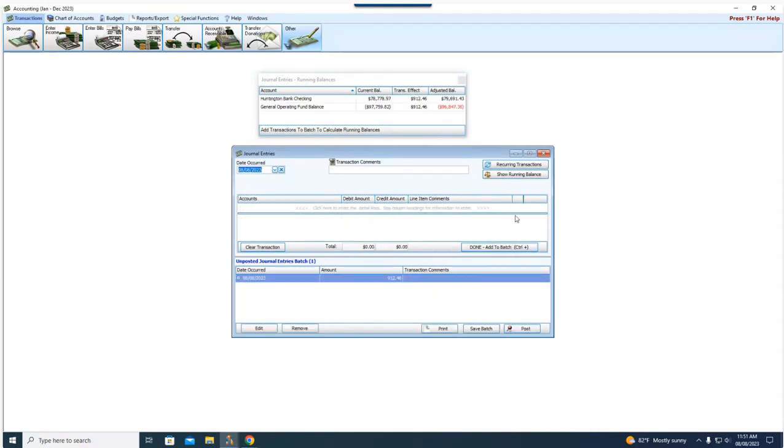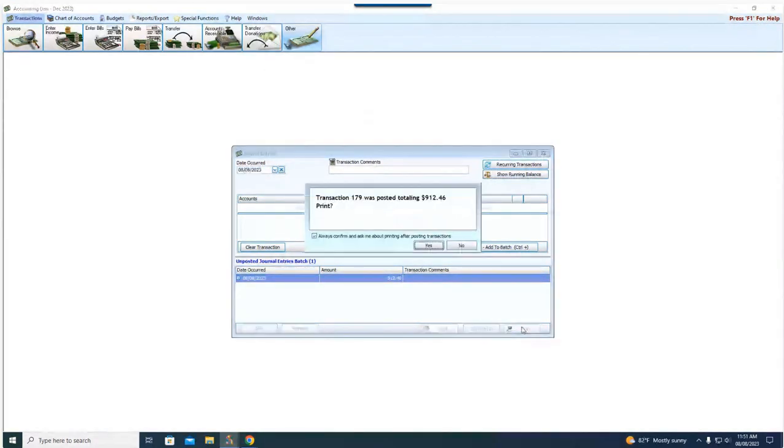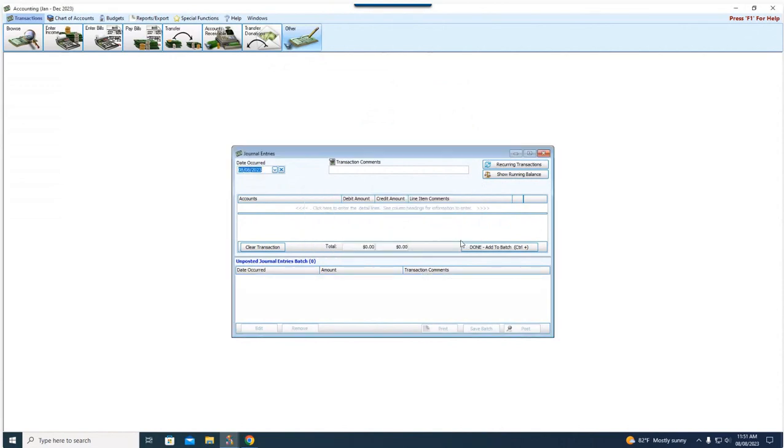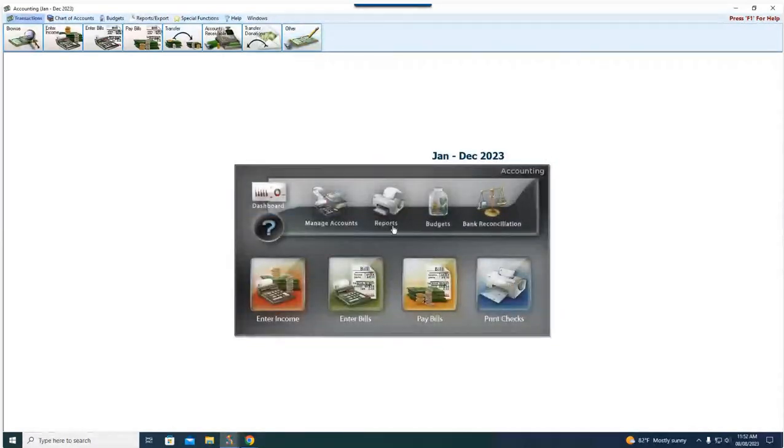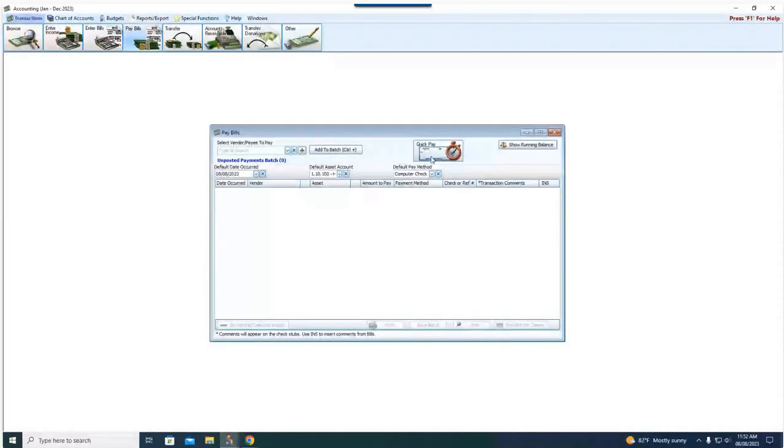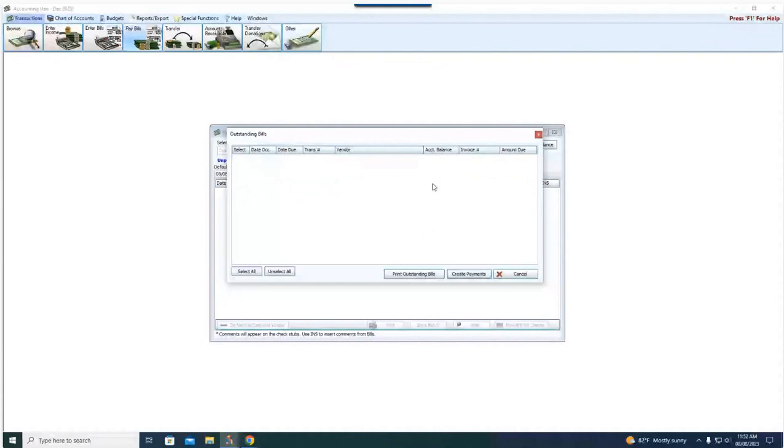Done, add to batch, and just again showing running balance. My operating fund is now less red because I've put 912 back into it. I'm going to post that. Now when it comes to my bank reconciliation for August, I'm going to check that deposit journal entry and the dummy withdrawal for $912.46. Those two transactions wash one another out. It doesn't negatively impact my difference to reconcile. And my pay bills, quick pay, and view outstanding bills is now empty. Okay?